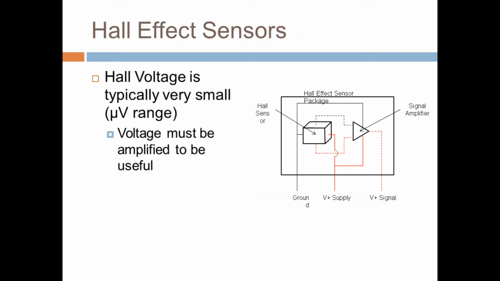Today, many various types of Hall effect sensors are readily available. However, they all have a few basic features in common. For one, they must be able to cope with the fact that the Hall voltage is typically very small, on the order of microvolts. Therefore, commercial Hall effect sensors typically include amplifier circuits to boost the Hall voltage to more useful levels, on the order of a millivolt to a volt range.